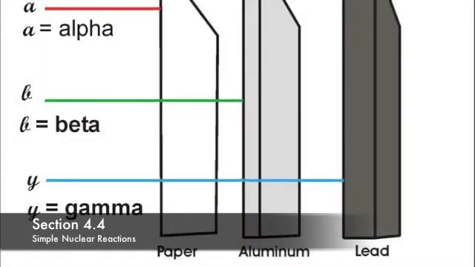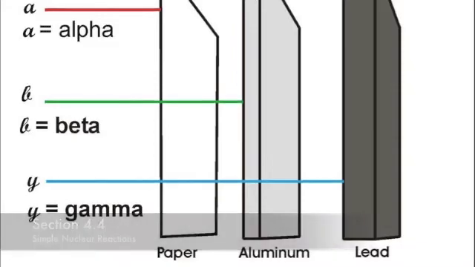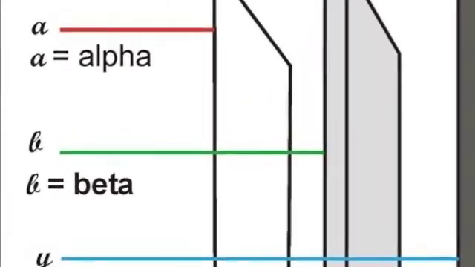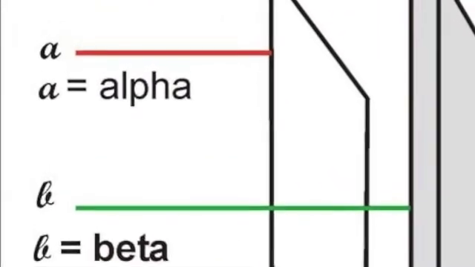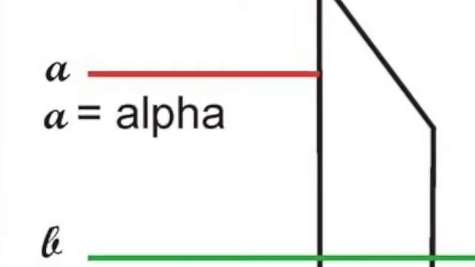The 3 types of radiation that we'll be looking at are alpha decay, beta decay, and gamma decay. Alpha decay releases a particle with 2 protons and a mass number of 4. In essence, it releases a helium particle. However, alpha decay is the weakest form of radiation and cannot even penetrate a piece of paper.